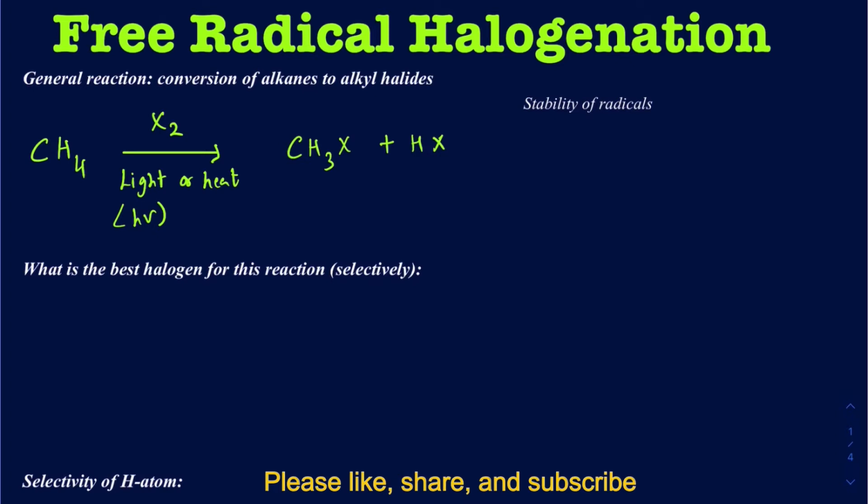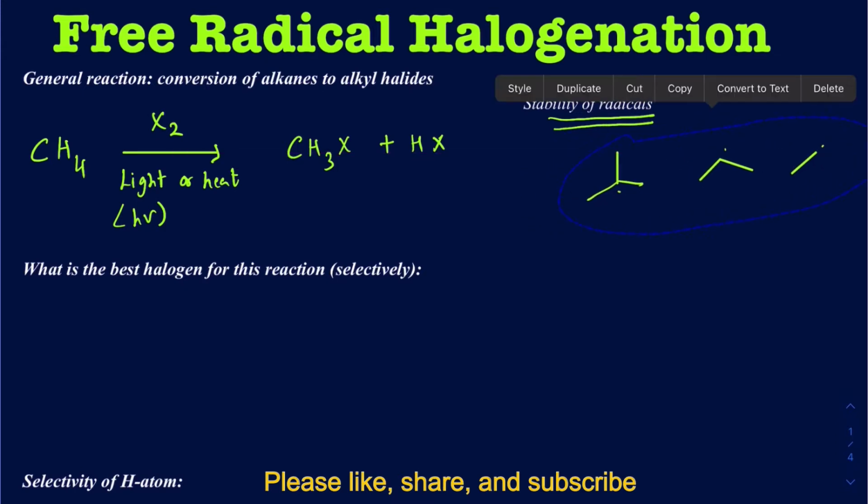This reaction takes place through the formation of a radical, and I just want to remind you guys how the stability of radicals works. Recall that your tertiary radical is going to be more stable than the secondary radical, and your secondary radical is going to be more stable than your primary radical. And remember, if you have an allylic or benzylic radical, they are going to be even more stable. So that goes back to the stability of your radicals.